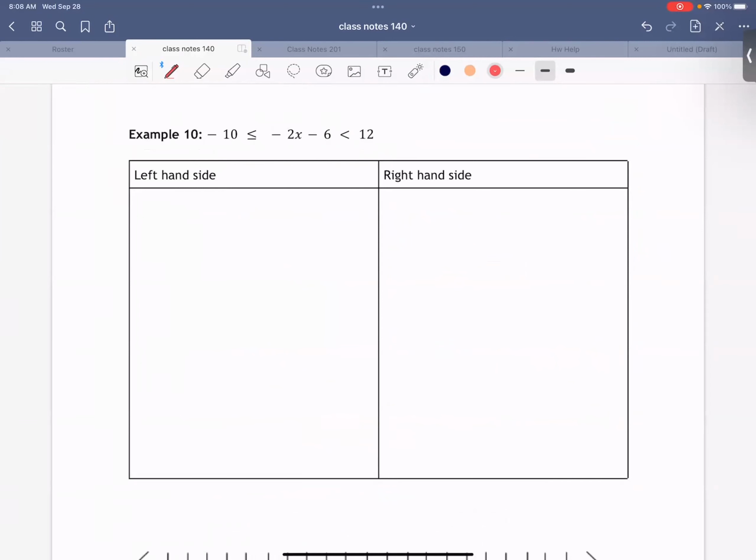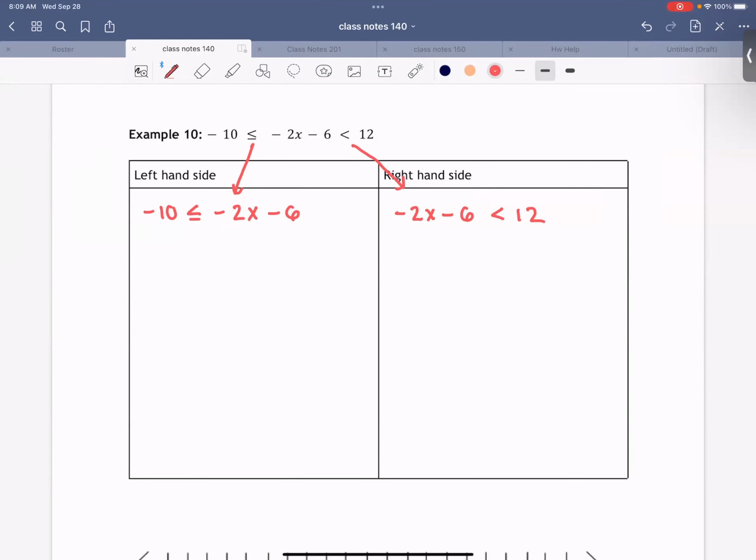Now we have an example where we have 2 inequalities. I know it looks a little bit scary, but essentially this question is asking us to solve 2 different inequalities and piece the results together. So let me split this up into 2 different sides. I'm going to take this inequality and write it out. Negative 10 is less than or equal to negative 2x minus 6. And I'm going to split this into negative 2x minus 6 is less than 12.